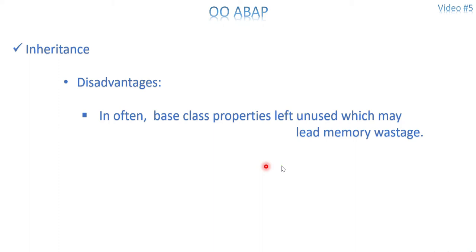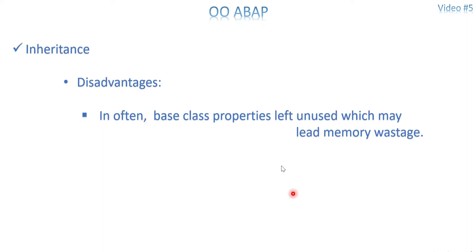Suppose you have 50 attributes in a superclass which has all public attributes, and in a subclass you're going to use only 2 attributes. So what happens once you inherit everything? There is no restriction. I want out of 50 public attributes only 2, but that is not possible. If all 50 are declared as public, all 50 come to your subclass. So if they are not used, it leads to memory wastage.